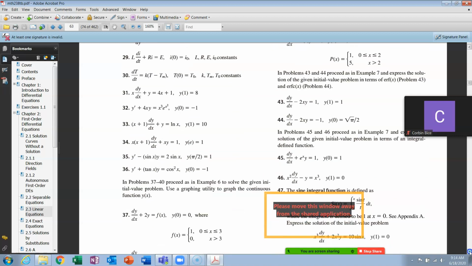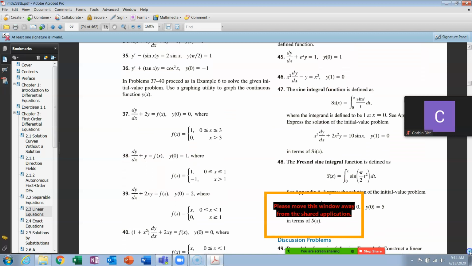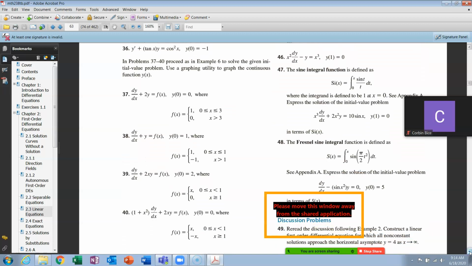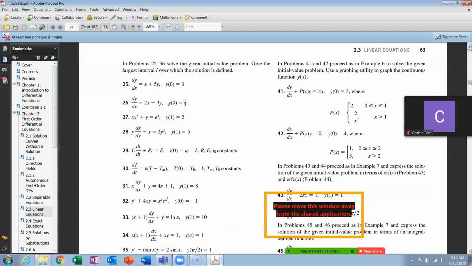And then you got 37 or 39 down here. Those are similar to example 6. Okay, 37 or 39. Then you should be able to do 41. Another proceed as example 6. That's a piecewise defined function. 43, if that answer's in the back of the book, that's a legitimate homework problem. So give that a shot.